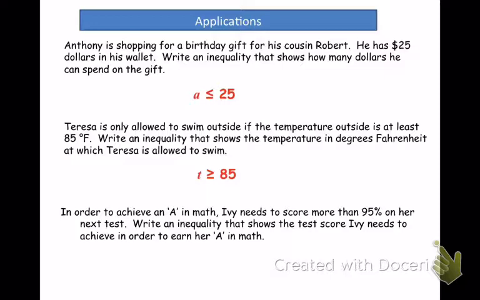Last one, in order to achieve an A in math, Ivy needs to score more than 95% on her next test. Again, more than means greater than. So this one's pretty easy. We just have I has to be greater than 95. So it cannot include 95 because it has to be bigger than 95%. So 95.1% and so on.